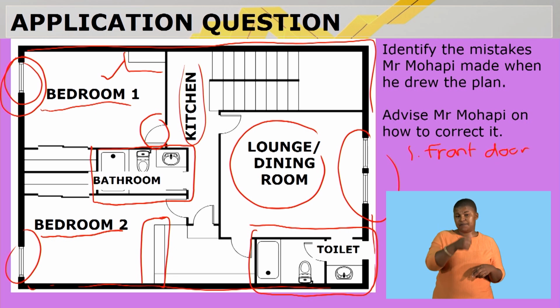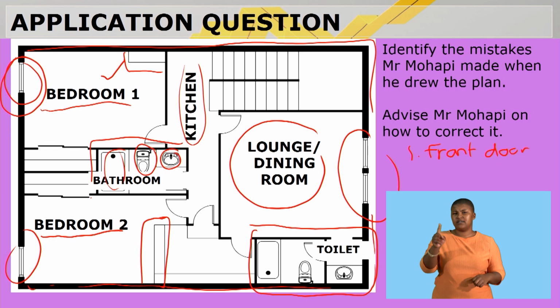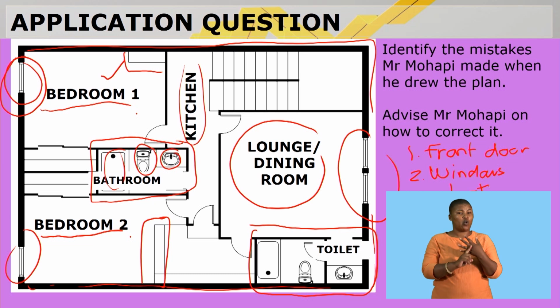If we look at the bathroom over there, there is a sink, there is a toilet and a bath. But what's the problem here? It is in the middle of bedroom 1 and bedroom 2, and there are no windows. So for ventilation, there won't be any ventilation because there are no windows. So in the first bathroom, we need windows in the bathroom.